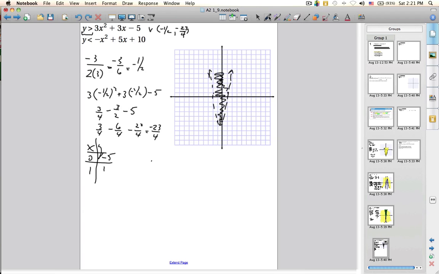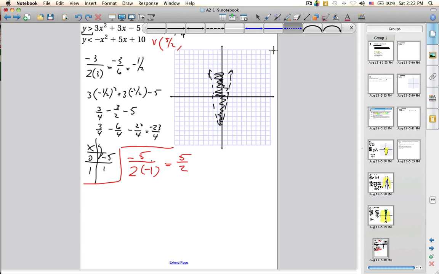When I graph my second function, I'm going to switch to a different color pen. So I'm going to use a red pen. I hope you don't mind red. So I'm going to have to find the vertex, the opposite of 5 over 2 times a, which is negative 1. So I'll have negative 5 over negative 2. That's going to be 5 halves. So my vertex will be at 5 halves. That's 2 1/2.